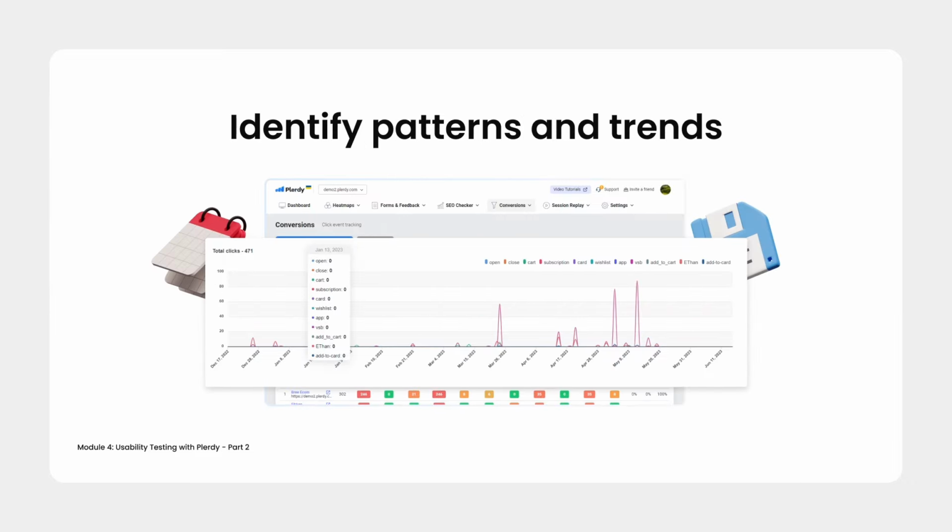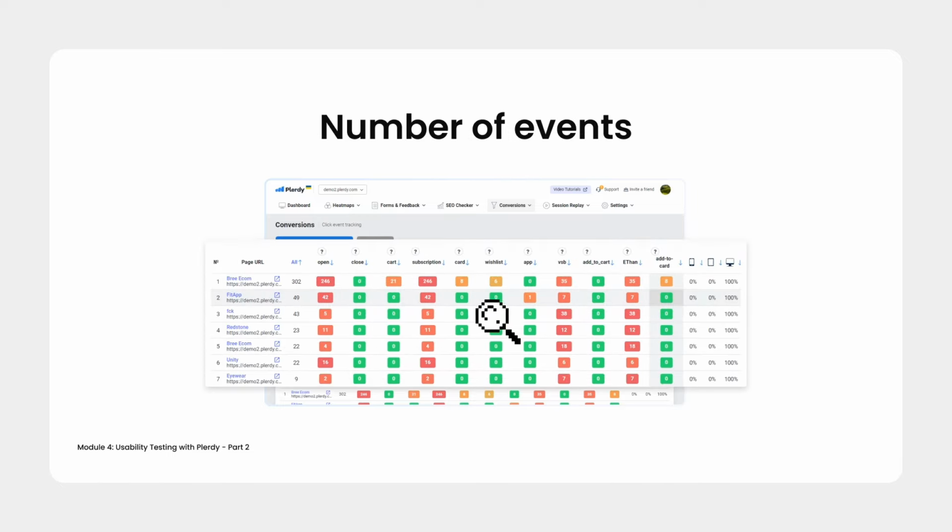Now that you've set up your events, it's time to analyze them. Head over to Goals Events and select a time period. The chart will display each event in a different color, helping you identify patterns and trends at a glance. Beneath the chart, you'll find a table listing the pages on your site along with the number of events. Color-coded cells make it easy to see which events occur most frequently and on which pages.